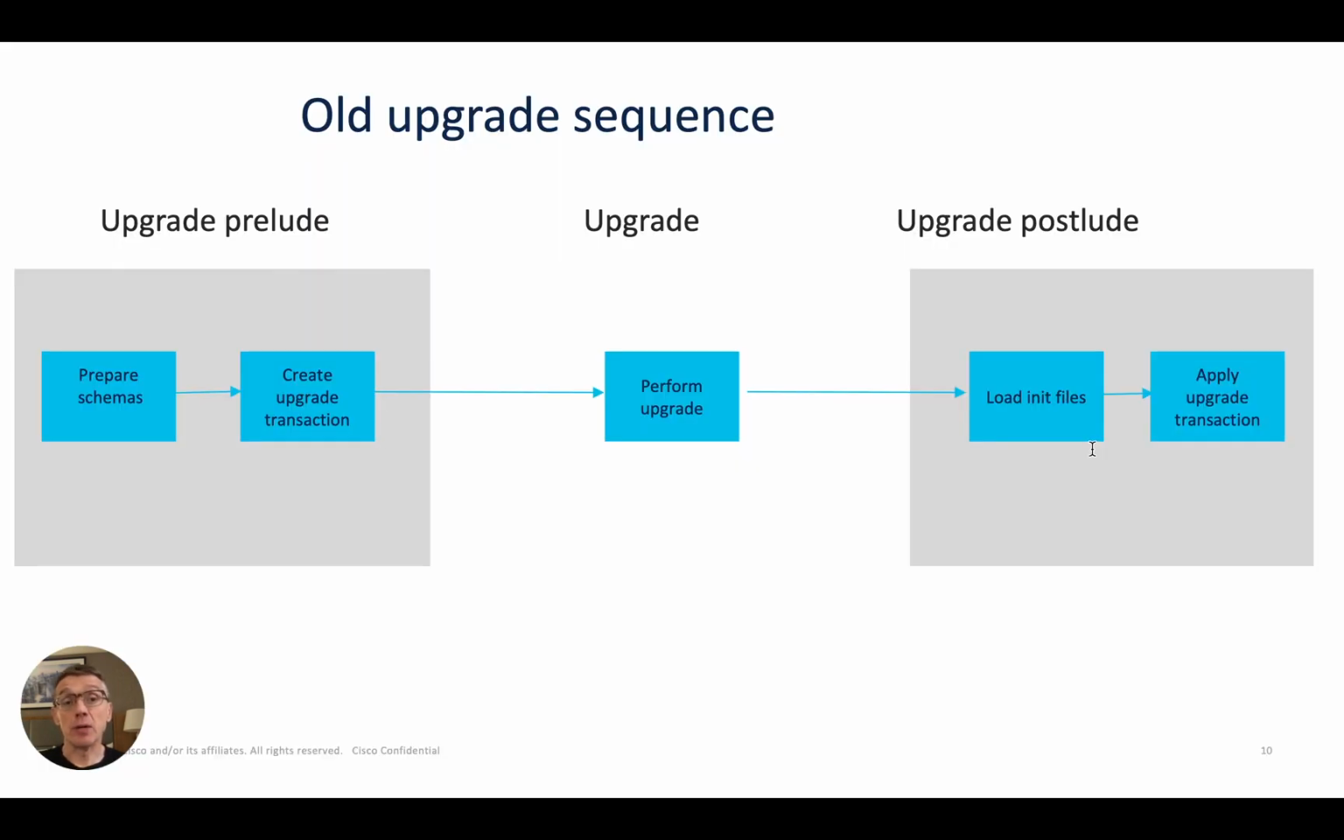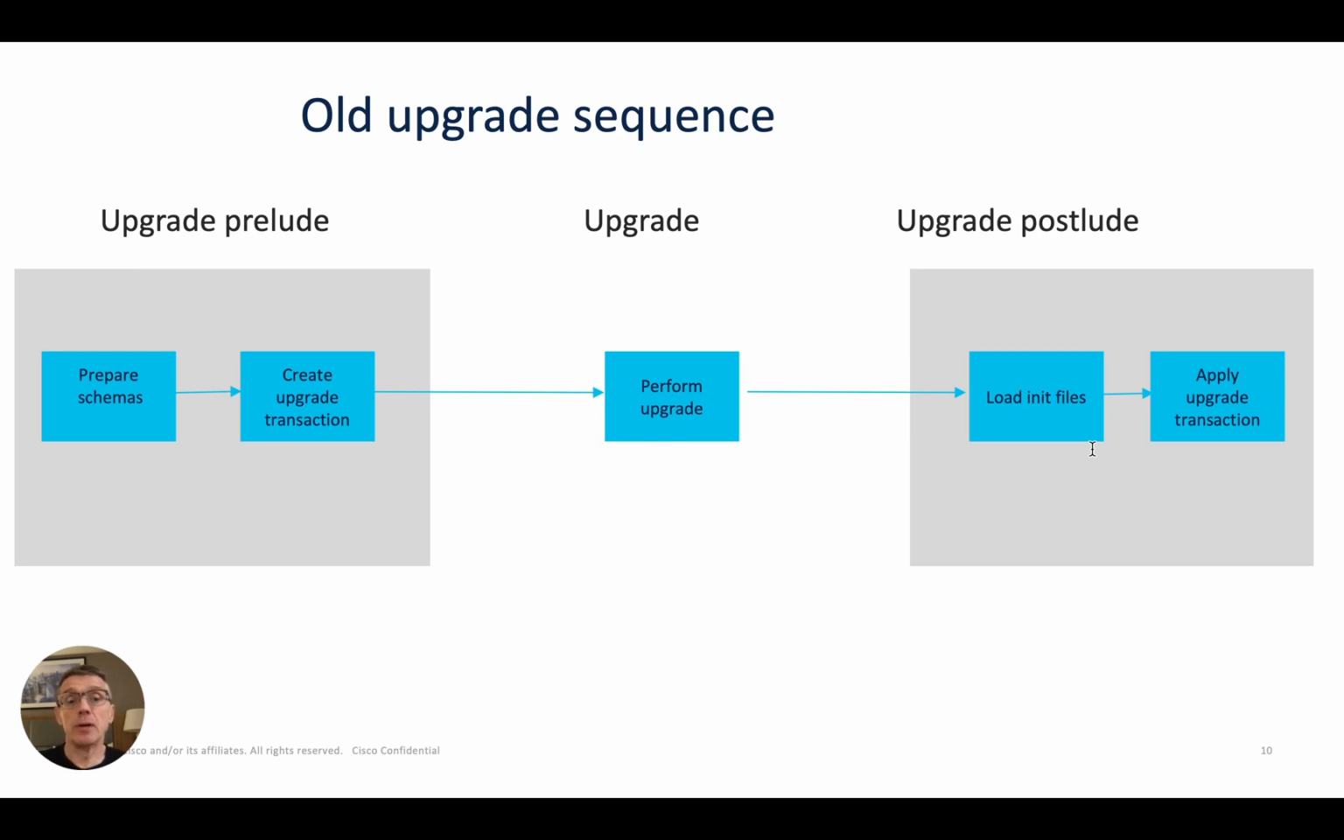Here is a basic outline of the upgrade sequence once the decision is taken to actually upgrade. We start with the prelude, setting everything up for the later phases. The prelude includes making sure both versions of the schemas, the old and the new one, are accessible, and creating an upgrade transaction, which serves as a destination for all changes made to the config.